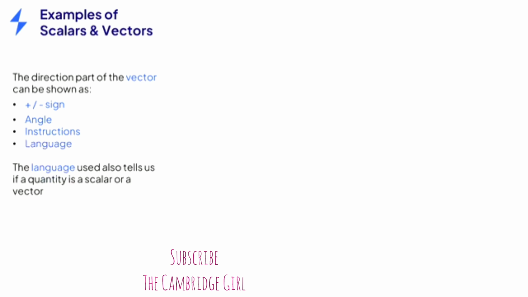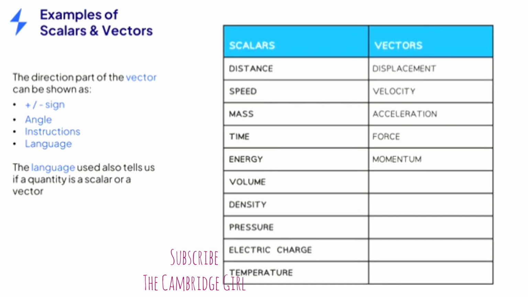Most often, the language used to describe a quantity can tell us whether it is a scalar or a vector. Examples include displacement, distance in a certain direction, and velocity, the speed in a certain direction. How do you know that momentum is a vector? Well, the equation for momentum is equal to mass times velocity. Mass is a scalar and velocity is a vector. So momentum must also be a vector.